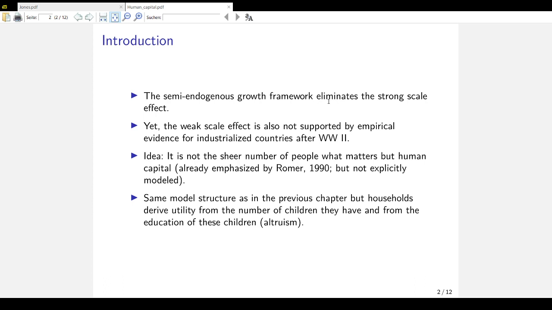And as we will see in a framework of semi-endogenous growth, if we introduce this decision and if we introduce human capital accumulation, then we can get to the prediction at the aggregate level that population growth and economic growth are negatively related.